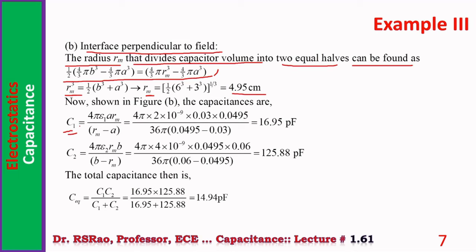So C1 is the capacitance of the inner capacitor. It is 4 pi epsilon 1 A Rm by Rm minus A. Substitution results in 6.95 picofarads. C2 is 125.88 picofarad by applying the same procedure. Total capacitance then becomes C1 C2 by C1 plus C2. It comes out to be 14.94 picofarads.